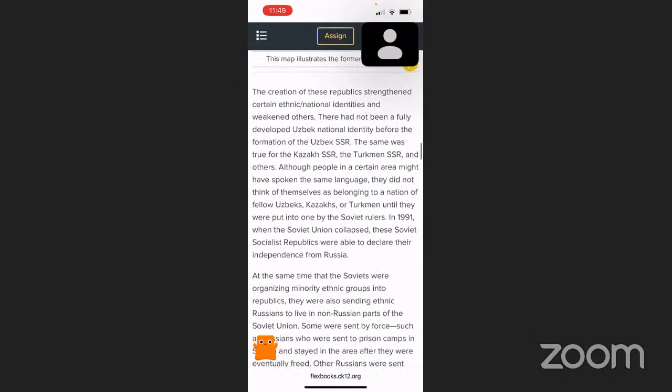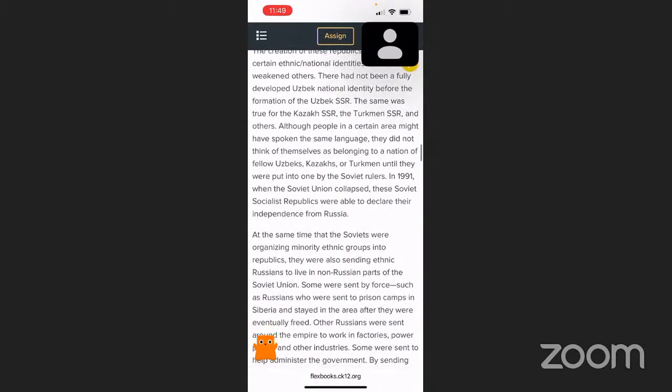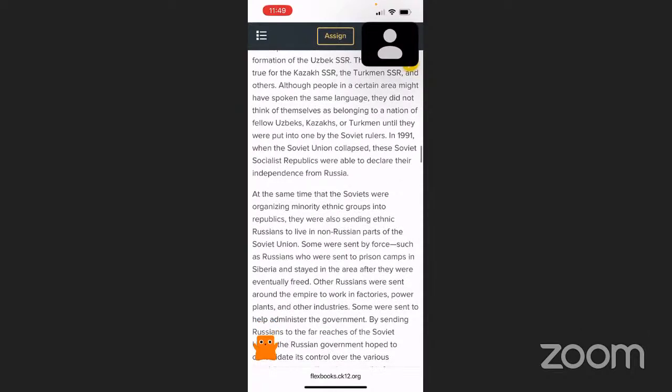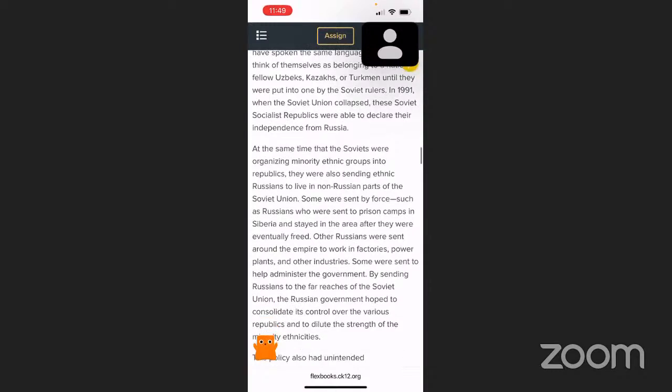The creation of these republics strengthened certain ethnic nationalities and weakened others. There was no fully developed Uzbek national identity before the formation of the Uzbek SSR. The same was true for the Kazakh SSR, the Turkmen SSR, and others. Although people in a certain area might have spoken the same language, they did not think of themselves as belonging to a nation of Uzbeks, Kazakhs, and Turkmen until they were put in one by Soviet rulers. In 1991, when the Soviet Union collapsed, these Soviet Socialist Republics were able to declare their independence from Russia.